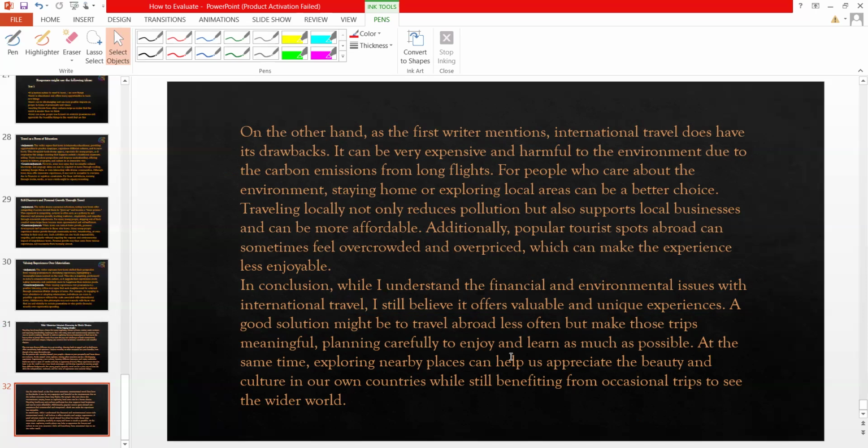On the other hand, as the first writer mentions, international travel does have its drawback. It can be very expensive and harmful to the environment due to the carbon emission from long flights. For people who care about the environment, staying home or exploring local areas can be a better choice.